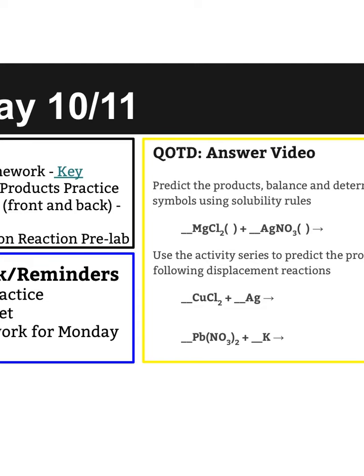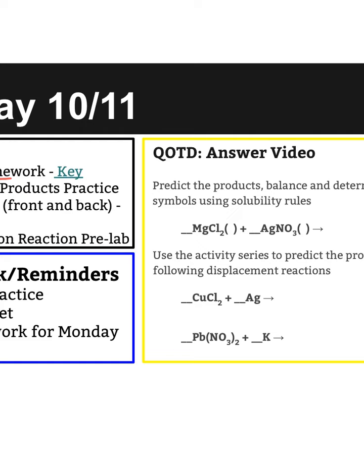So a couple of things, our question of the day. If you want to check your homework for tonight, the key is linked right here. I've showed all my work, so hopefully any questions you have are answered with that. Remember, you guys are going to do the predicting products practice worksheet, front and back. If you finish it before the end of class, go ahead and turn it in my basket. Otherwise, it is due Monday.